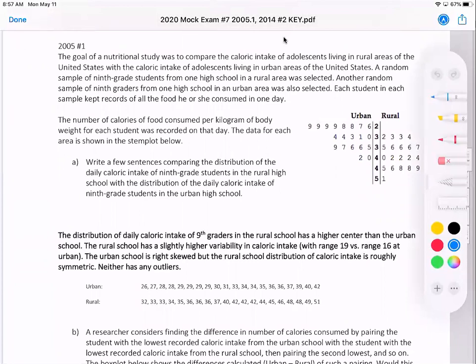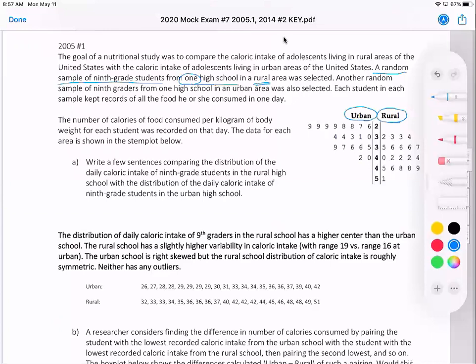We have a stem plot of caloric intake for the random sample of 9th graders at one urban school and at one rural school. Now that's really important to read carefully. This statement right here: a random sample of 9th grade students from one high school in a rural area and in an urban area. You'll be asked questions about that later.